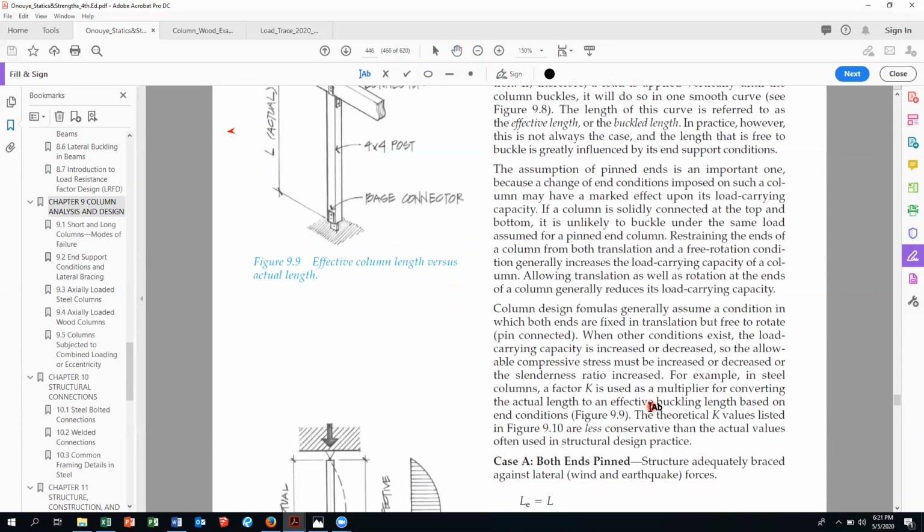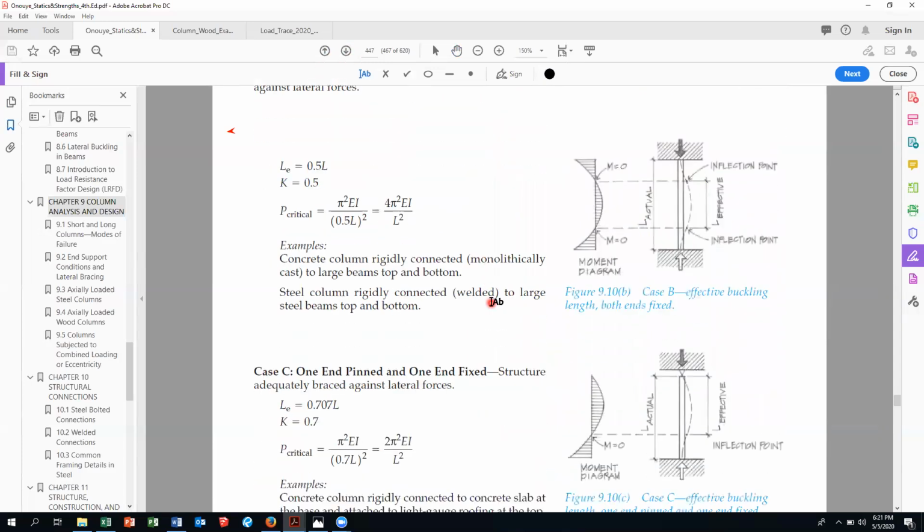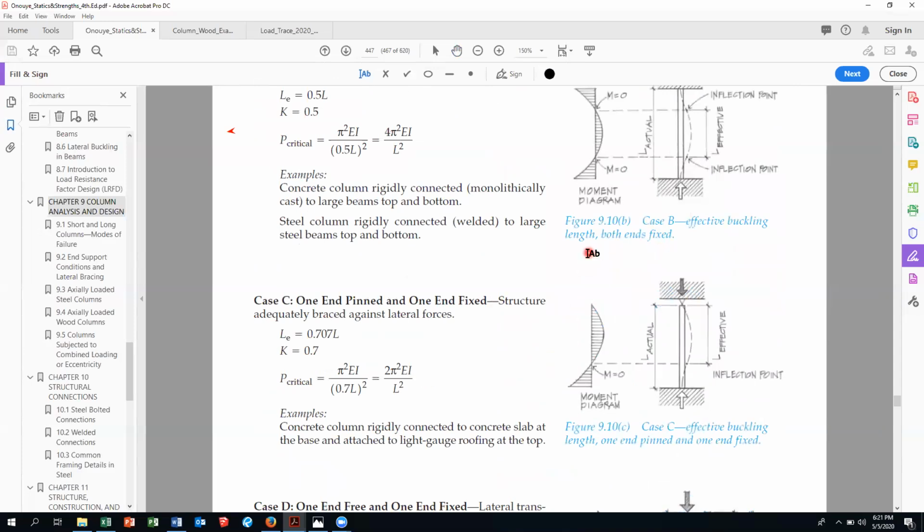Yeah, it's a factor K that's used as a multiplier for converting the actual length into an effective buckling length based on the end conditions. So you're going to see these K values, okay? You're going to see these K factors which deal with the end conditions, okay? And on page 446 and 447, you're going to see different types of end conditions, whether both ends are fixed, one end is pinned, one end fixed.